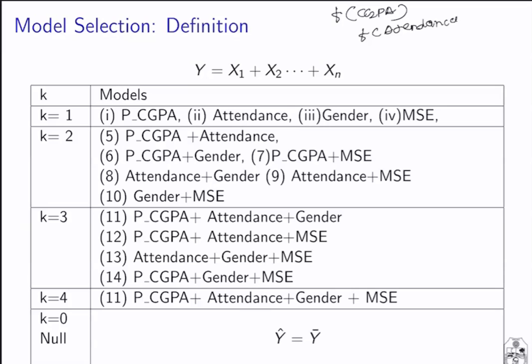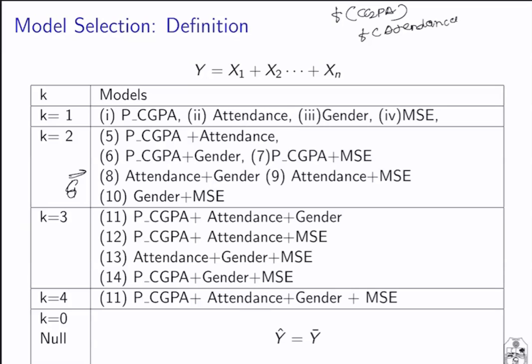You may use more than one variable, like CGPA plus attendance, CGPA plus gender, CGPA plus MSc, or attendance plus gender, attendance plus MSc, or gender plus MSc. So these are the different ways in which you can develop the model using two input variables.